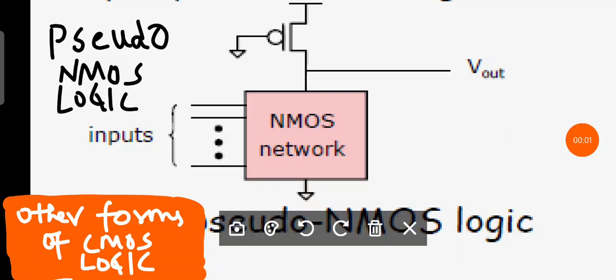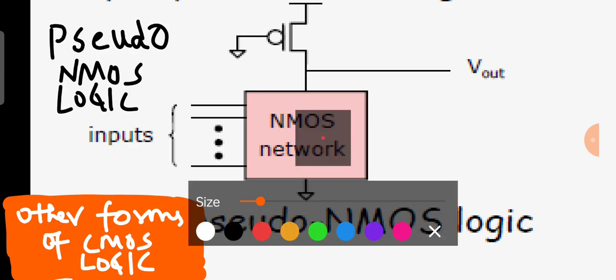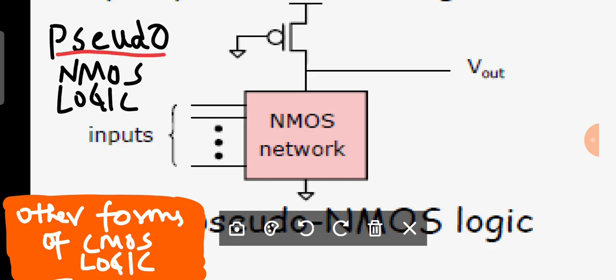Welcome back. In this class, we are going to see the other forms of CMOS logic in detail. I'm going to start with the first one. What is the first one? A pseudo NMOS logic. This is the general circuit diagram of a pseudo NMOS logic.